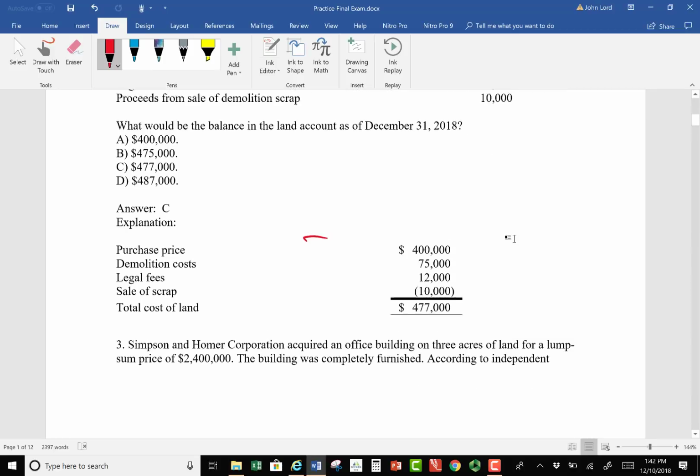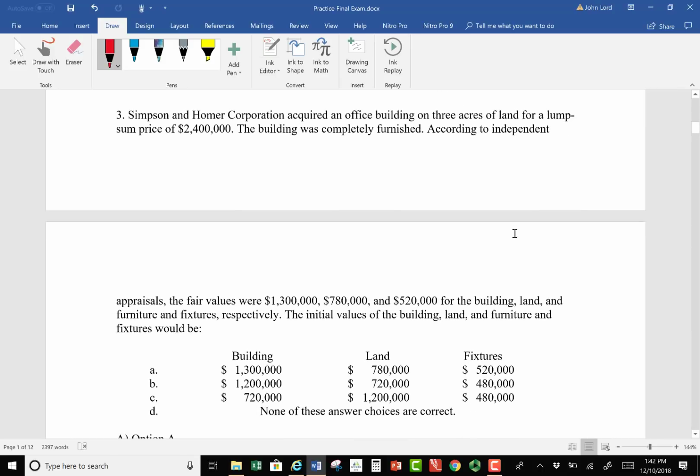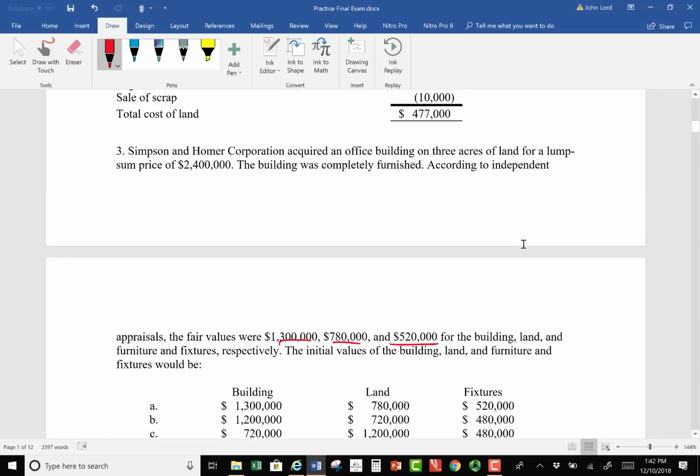Okay, good. Simpson and Homer acquired an office building, and they paid a lump sum of 2.4, and then they start giving me the appraised value of the separate items here, the land, the building, the fixtures, and they want to know which of these combinations, or I guess D would be none of them, would be appropriate for the allocation of that sales price of 2.4.